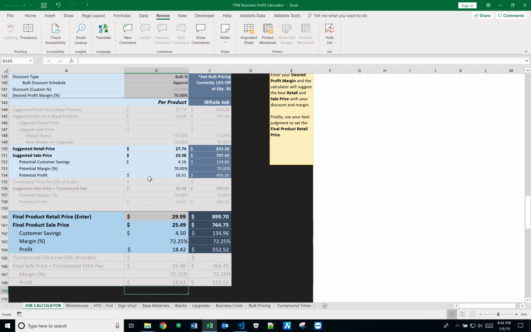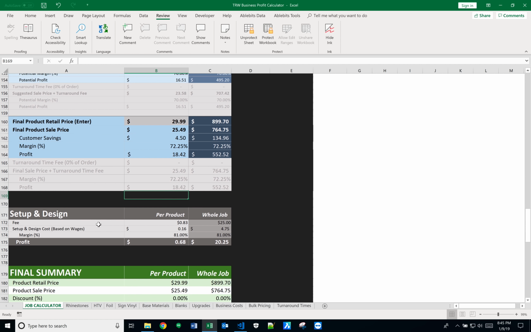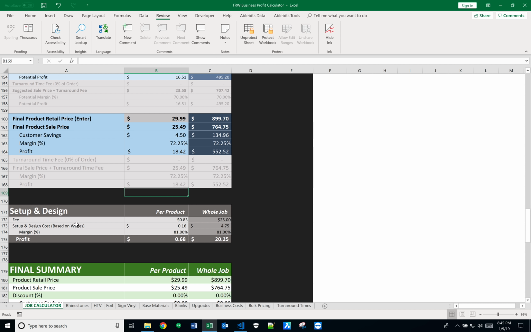So I enter that in, boom, it gives me my final numbers automatically. It's telling me, if you want to price it at $29.99, then your sale price with the 15% discount will be $25.49. That's what the customer is going to pay. They're going to save $4.50. Your actual margin in the end ended up being 72.25%. And your profit is $18.42. On the whole order, you're making $552.52. Not bad.